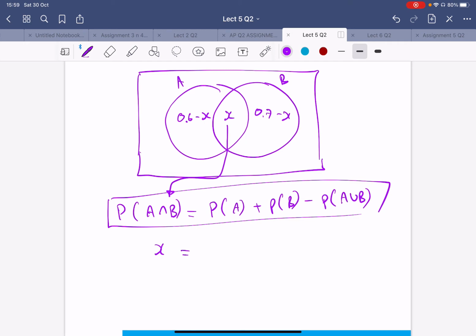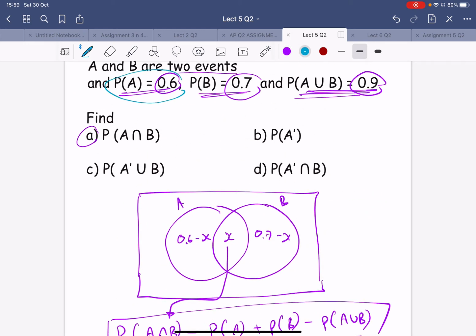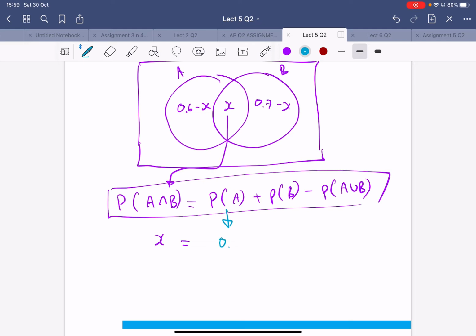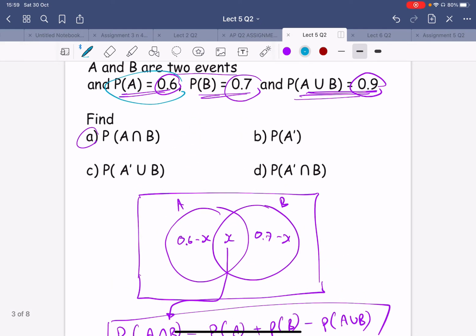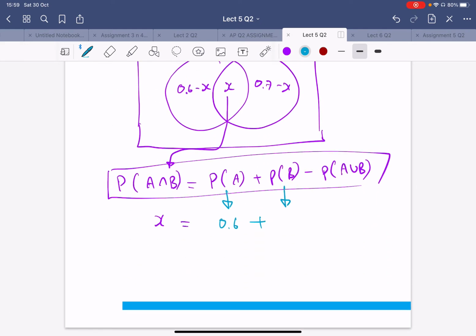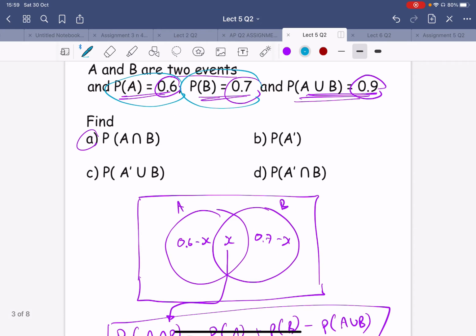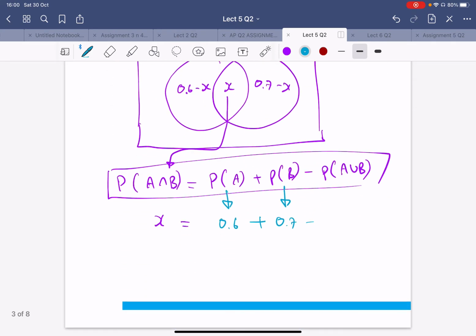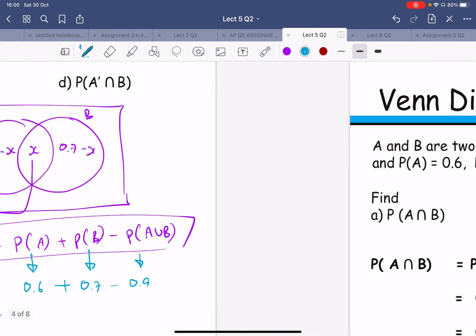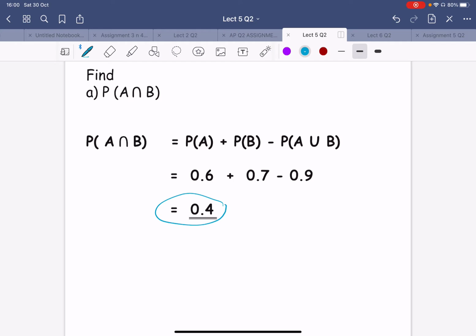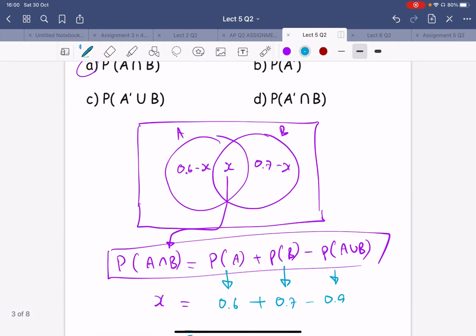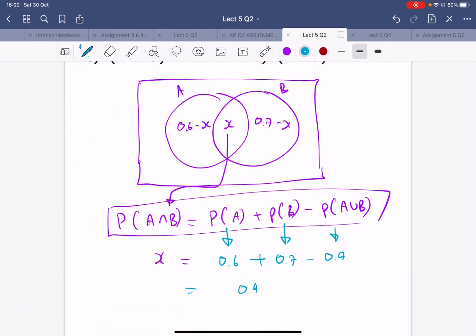Let's put everything in. The probability of A is given to me as 0.6, so I will put 0.6. The probability of B is 0.7, minus A union B, which is 0.9. Let's simplify this. You will get X equals 0.4. See the middle part here? If you simplify, the probability of A intersect B, this portion here, is 0.4.